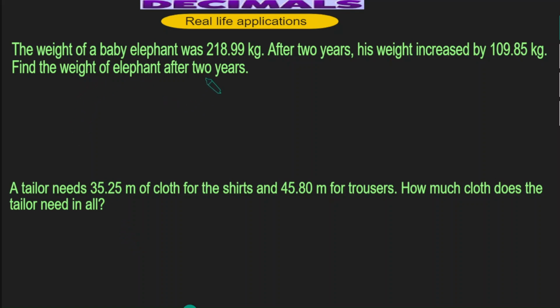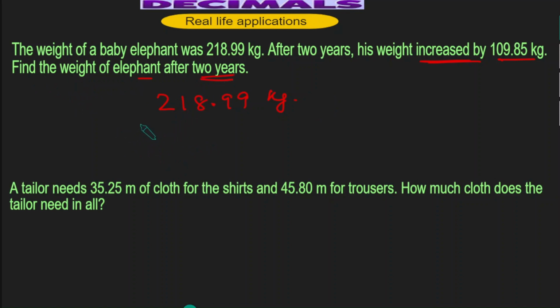Here, the weight of the baby elephant was 218.99 kg. After 2 years, his weight increased by this many kg. Find the weight of the elephant after 2 years. So first notice his weight is this many kg. His weight increased by this; it is not the final weight given after 2 years. So find the weight of the elephant after 2 years.